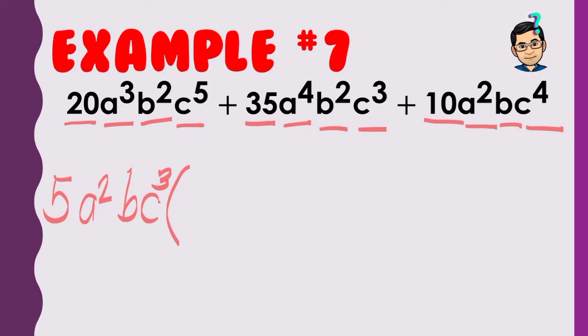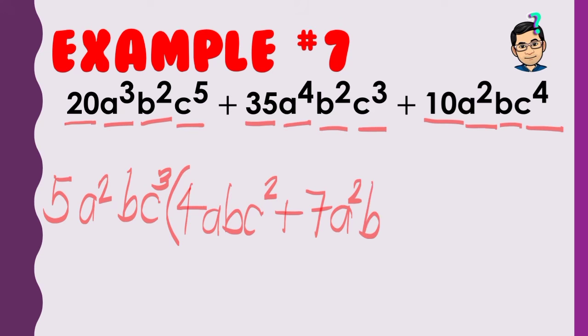20 divided by 5, that is 4. A cubed divided by a squared, 3 minus 2, that is only a. B squared divided by b, 2 minus 1, b. C to the fifth power divided by c cubed, 5 minus 3, that is 2. Next, 35 divided by 5 is 7. A to the fourth power divided by a squared, that is 4 minus 2, a squared. B squared divided by b, 2 minus 1, the answer is b. C cubed divided by c cubed, that is cancelled.